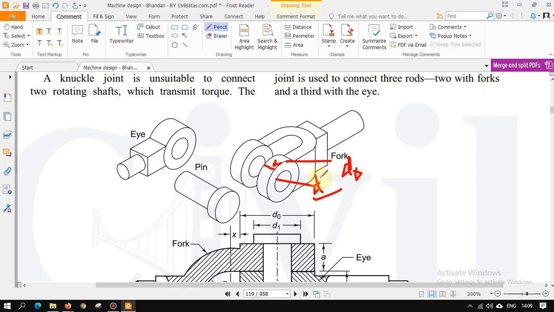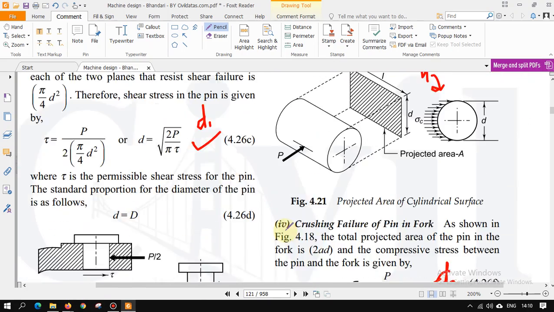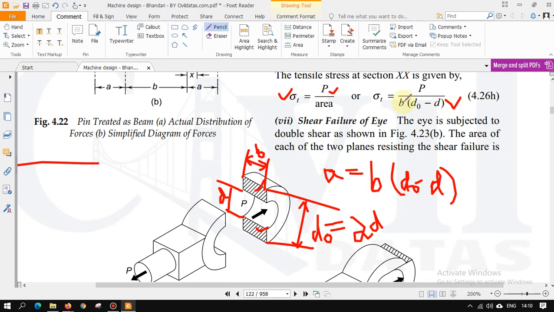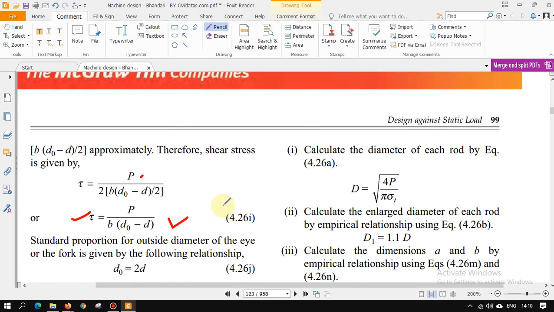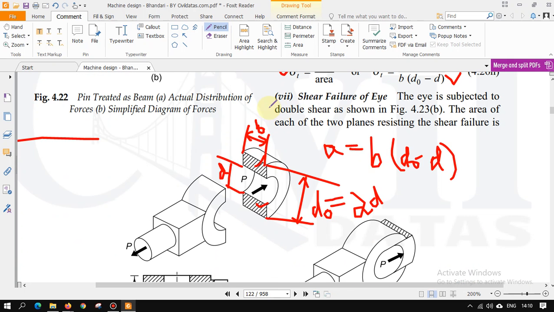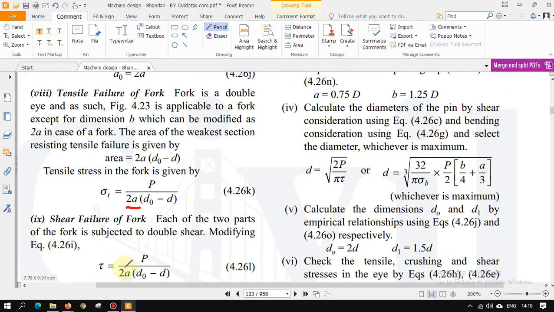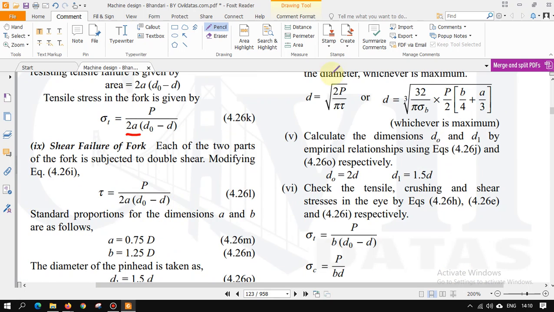The formula will remain the same. I get sigma t is equal to the same, with 2a in place of b, because the cross section remains the same and the change is only here. For the I end it is b, and for the double I end it is a plus a. That's why it comes to 2a. Similarly for tau, we don't have to consider anything else. So that gives the answer.